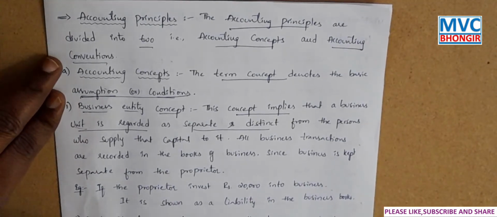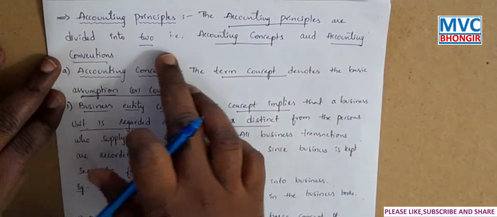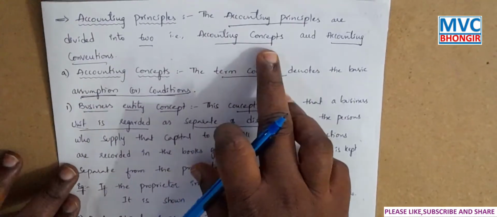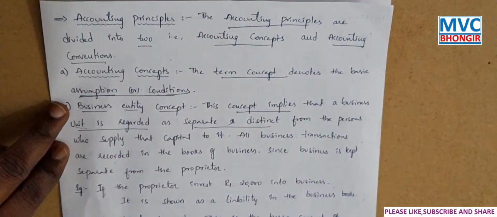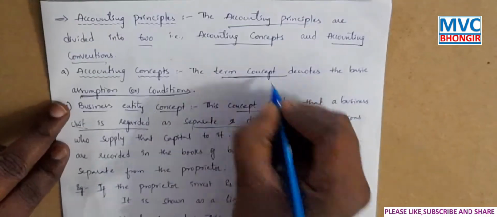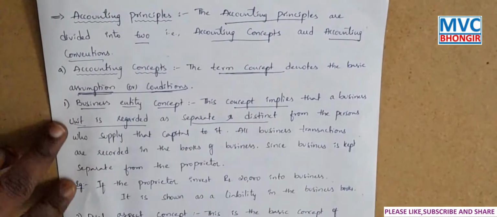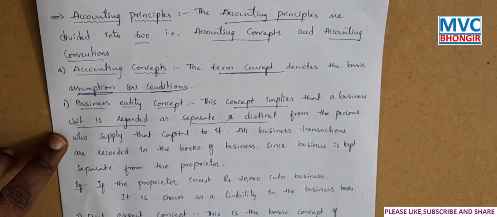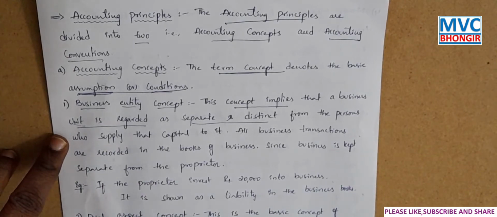Today we are going to learn about accounting principles. The accounting principles are divided into two, that is accounting concepts and accounting conventions. Here, first, the accounting concept. The term concept denotes the basic assumptions or conditions. The first concept is the business entity concept.